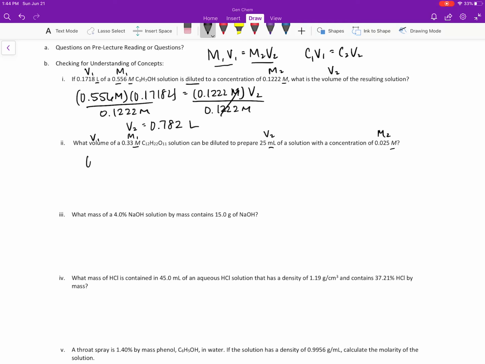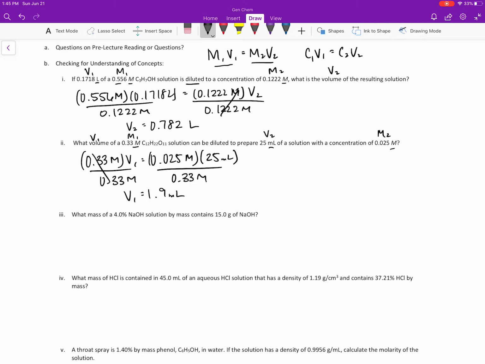So I'm going to plug in my values. I'm going to multiply the values on the right, divide by the 0.33 on either side. It's going to give me a volume of 1.9 milliliters, because I have 2 sig figs in all of my initial numbers, so I'm only going to report 2 sig figs.